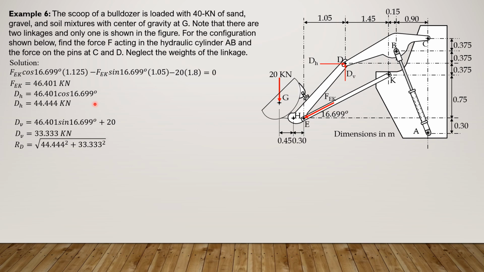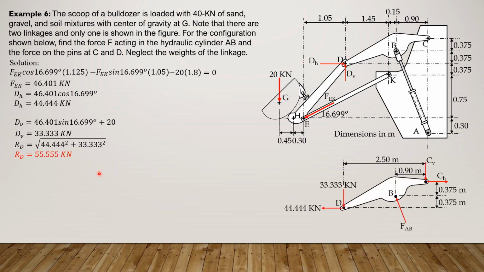Having found DH and DV, we can now compute the force at D. It is equal to the square root of 44.444 squared plus 33.333 squared. So R sub D is equal to 55.555 kilonewtons. So that's the force at pin D. Now we isolate this body here.